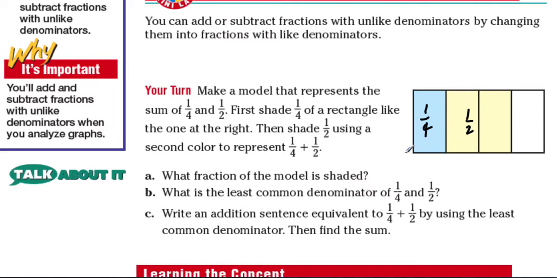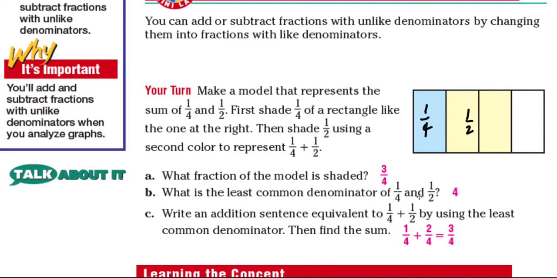If you notice, what fraction of the model is shaded? Obviously 3/4 is shaded. What is the least common denominator of 4 and 2? The least common denominator is the same as the LCM of 4 and 2, which in this case is 4. Write an addition sentence equivalent to 1/4 plus 1/2 by using the least common denominator and find the sum. If we use the least common denominator, which is 4, and we rename our fractions, we have 1/4 plus 2/4, which is the same as 1/2, and this will be equal to 3/4.